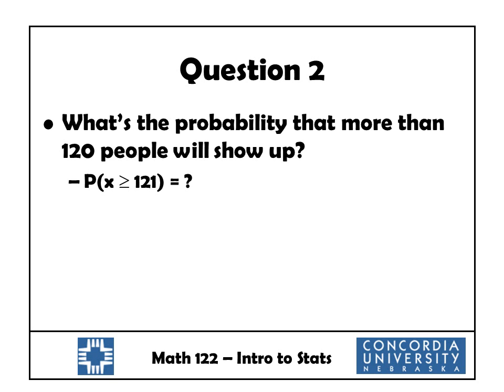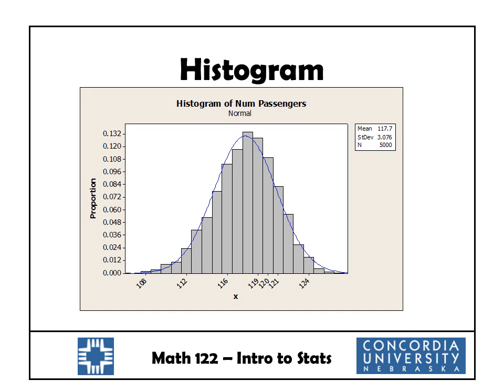Okay. Now let's go back to our original question of what's the probability that more than 120 people will show up? Or stated another way in mathematical terms, what's the probability that x is greater than or equal to 121? Okay. And so let's go back and look at our histogram with the bell curve drawn on top of it. So 121 or more people showing up means that 121 people showed up, or 122, or 123, or all the way up to 128.